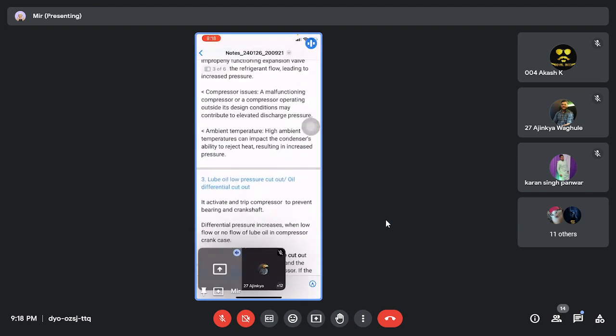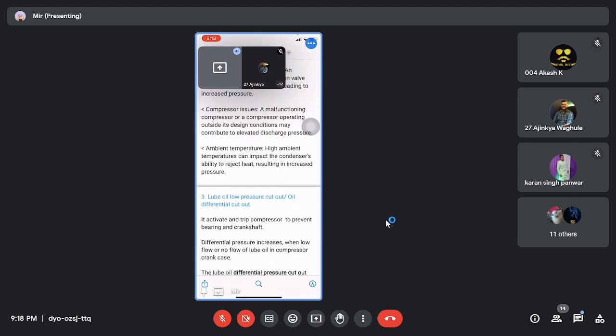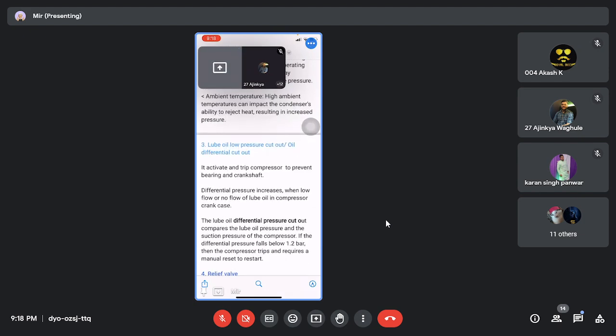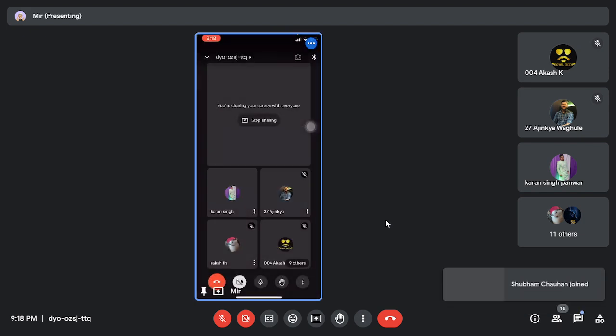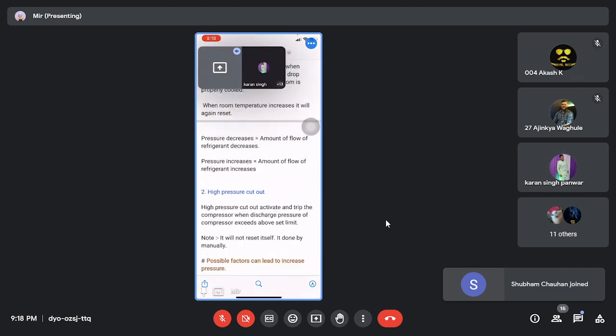Low pressure cutout. So these are the questions someone has asked. What is it?